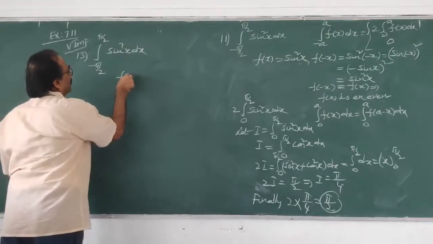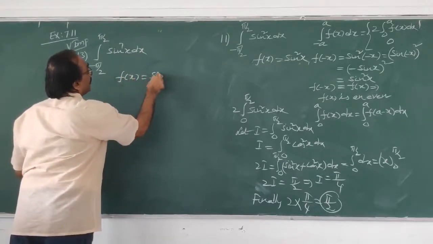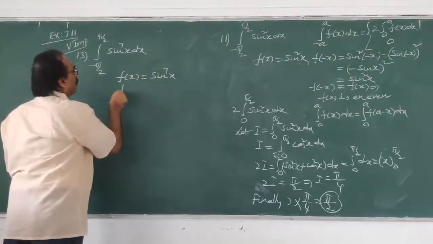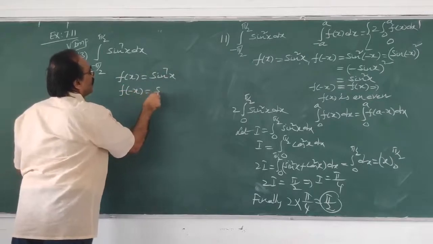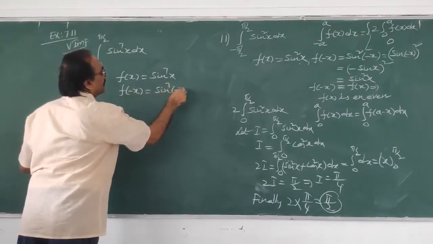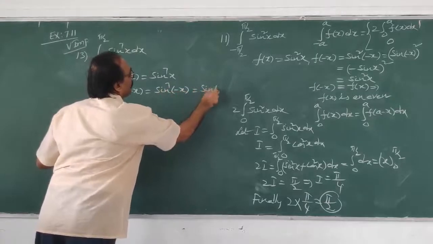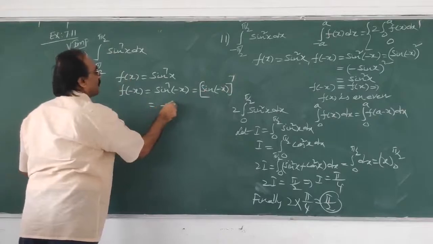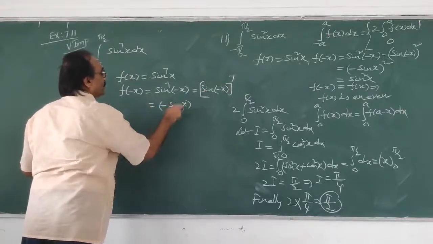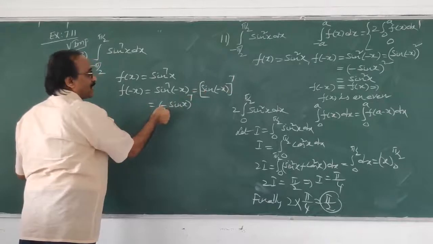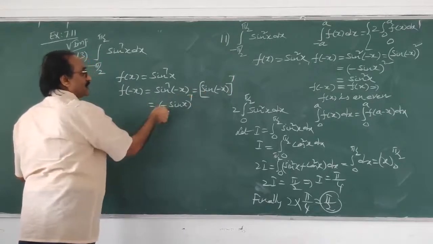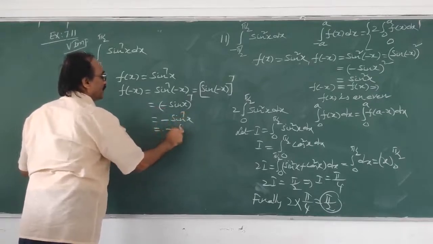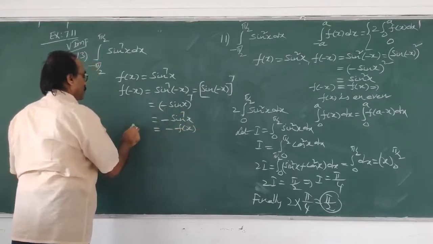Now, what is f of x here? f of x is sine power 7 x. So now I have to check whether it is an even function or an odd function. What I do is, wherever x is there, put minus x. Then how much will you get? Sine power 7 of minus x, which is nothing but sine of minus x whole power 7. Sine of minus theta is minus sine theta, whole power 7. When the power is odd, minus will come. When the power is even, minus will go. So this is minus sine power 7 x.